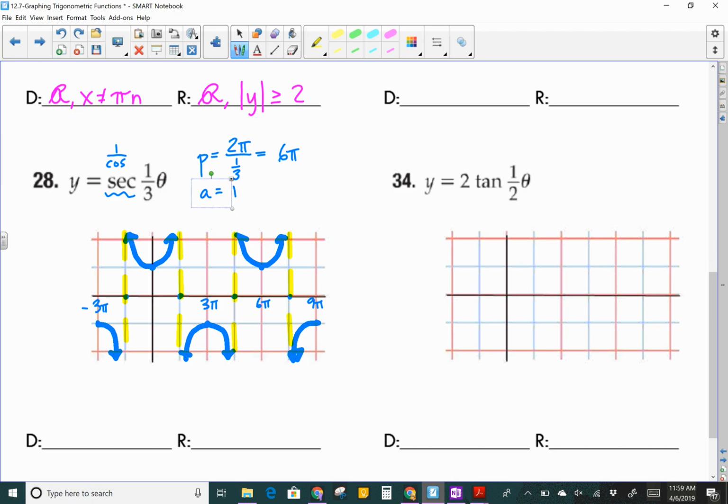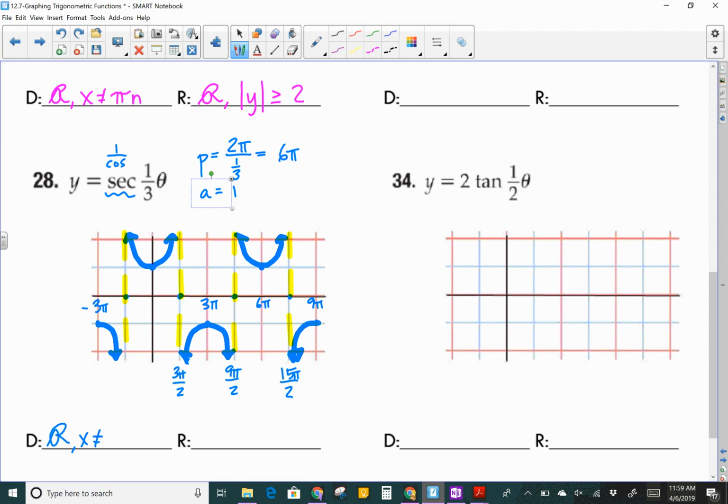All right, so what is my domain? Domain is all real numbers. X cannot be, where are my asymptotes? Okay, so this is 0, and that's 3 pi. This, of course, is 3 pi over 2. Remember we talked about adding it up, divide by 2. So this is 9 pi over 2. Add up, this is 15 pi over 2. Pi's got to go on top.